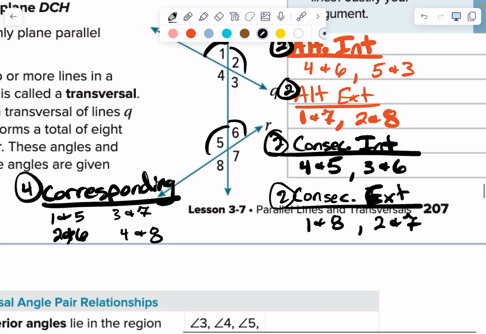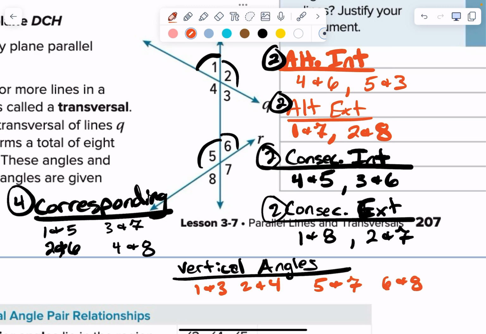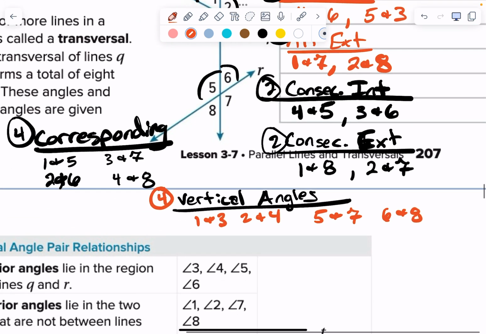Okay, and then let's go to vertical angles. You've already done these. Vertical ones meet across from each other. So 1 goes with 3. 2 goes with 4. 5 goes with 7. 6 goes with 8. How many pairs of those are there? 4, right? Yeah? Let's talk linear pair.